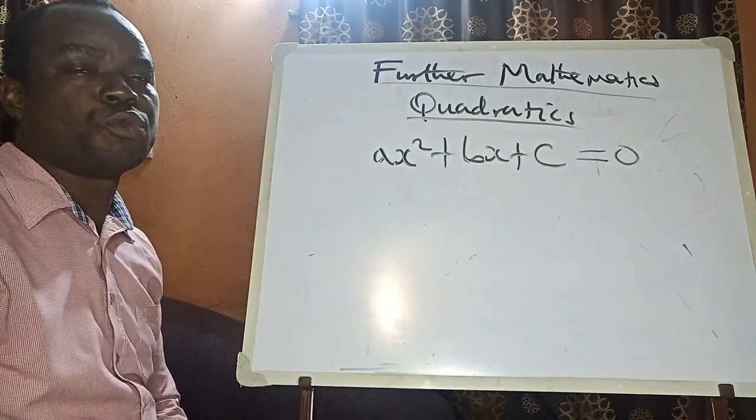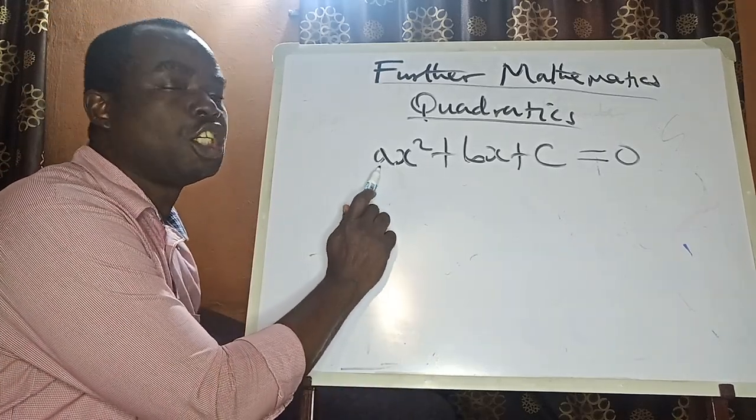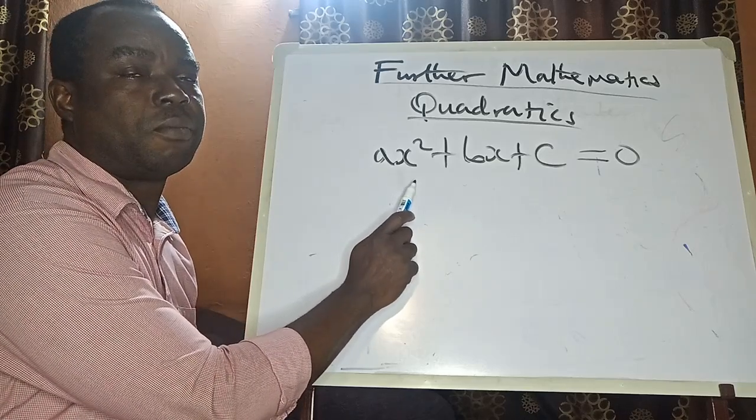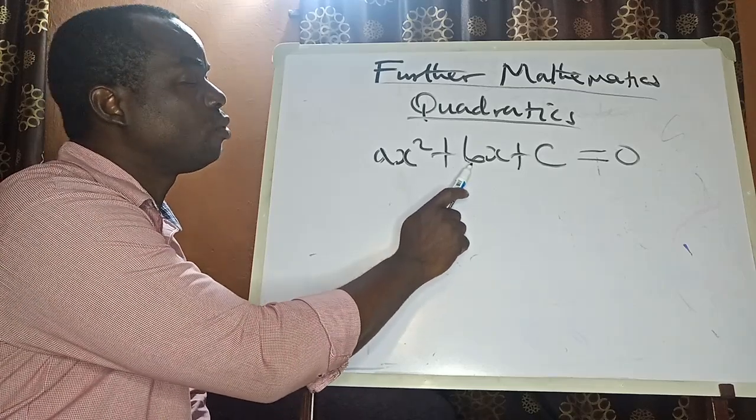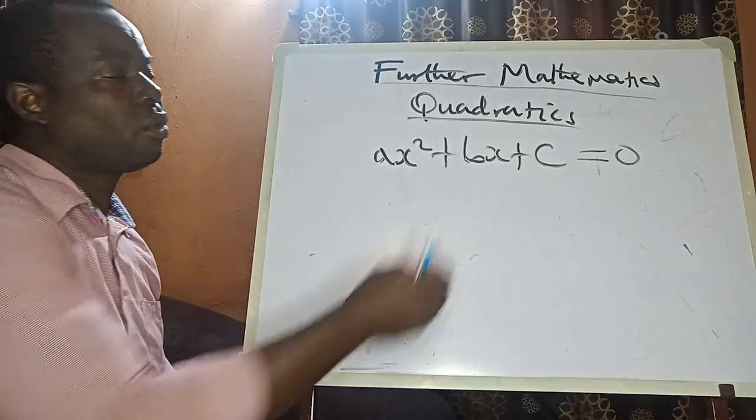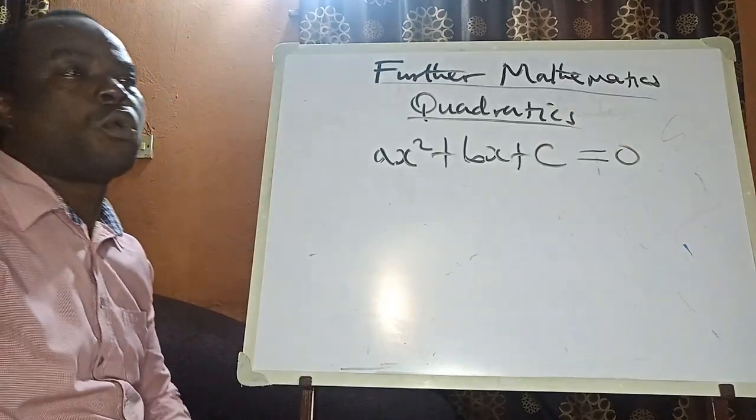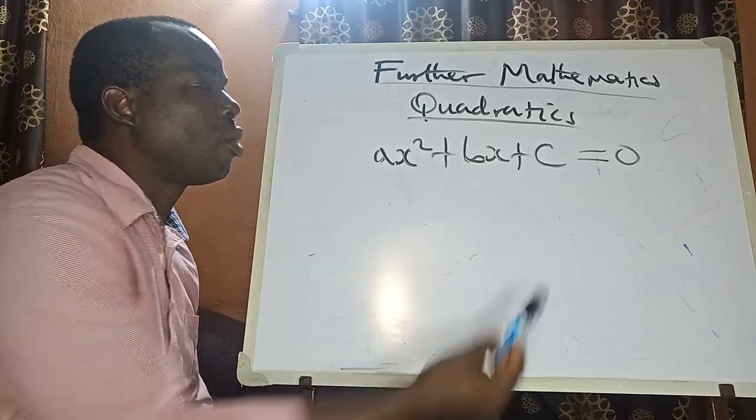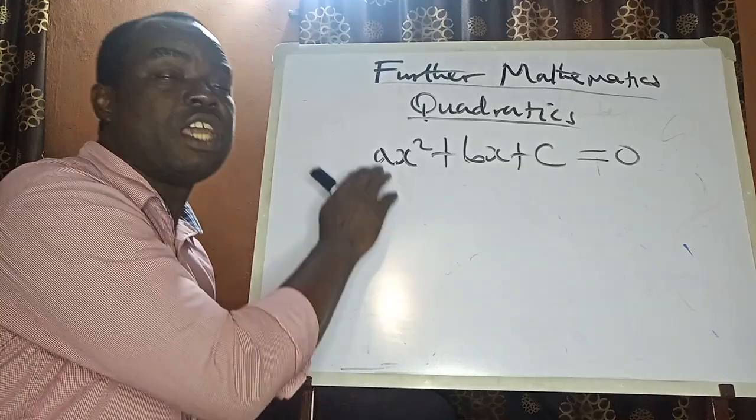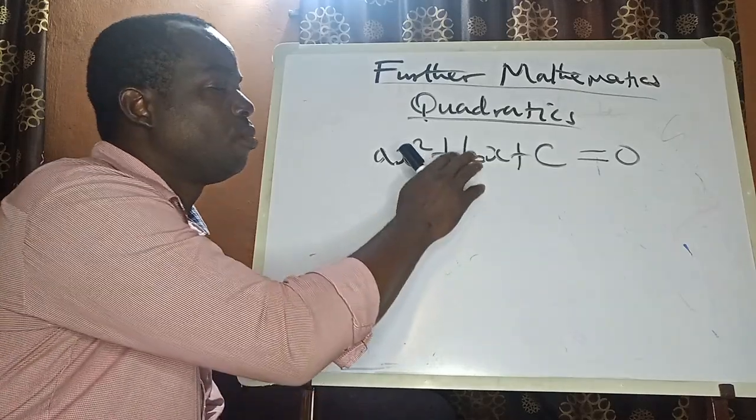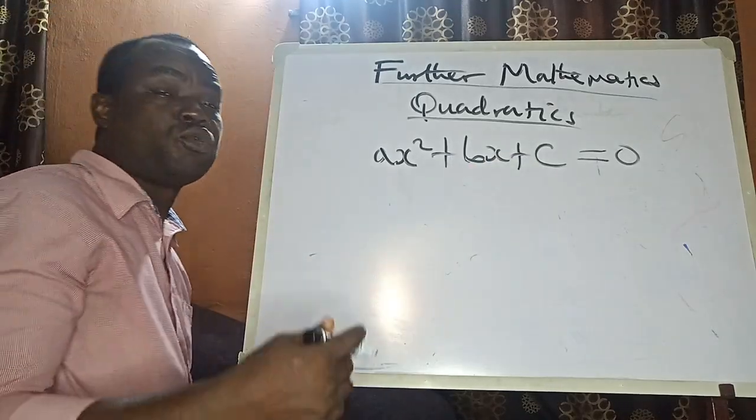Now, one thing I want us to pick from here is that a is the coefficient of x squared. Okay, b is the coefficient of x, and c is what? The constant. By the word constant, we mean the number that doesn't have x on it. Are we together? So a is the coefficient of x squared, b is the coefficient of x, and c is what? Constant. Now, I'm trying to do an introduction to the topic.